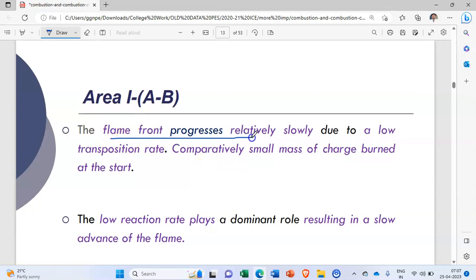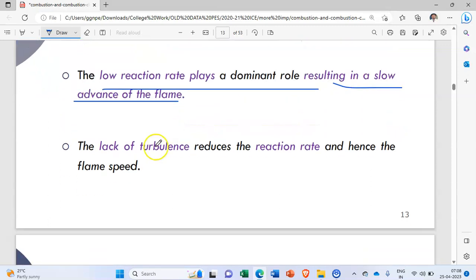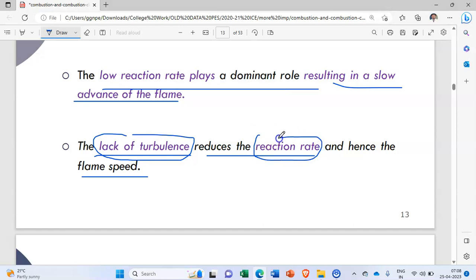Now let us discuss area 1. The flame front progresses relatively slowly due to a low transposition rate, as a comparatively small mass of charge is burned at the start. The low reaction rate plays a dominant role, resulting in a slow advance of the flame. The lack of turbulence reduces the reaction rate and hence the flame speed is also reduced. So if there is no turbulence inside the combustion chamber, the reaction rate will be very low, and hence the flame speed will be very low, and the ignition lag will be higher in that case.